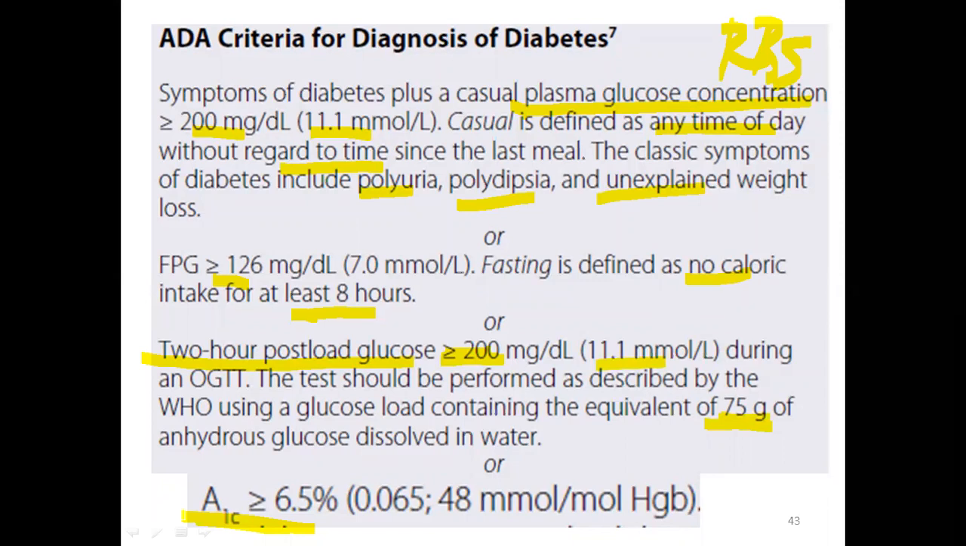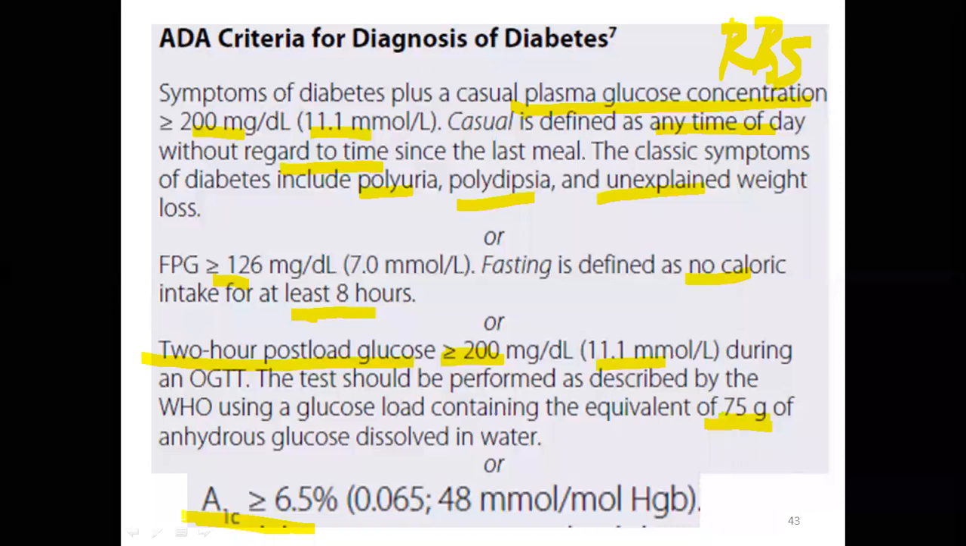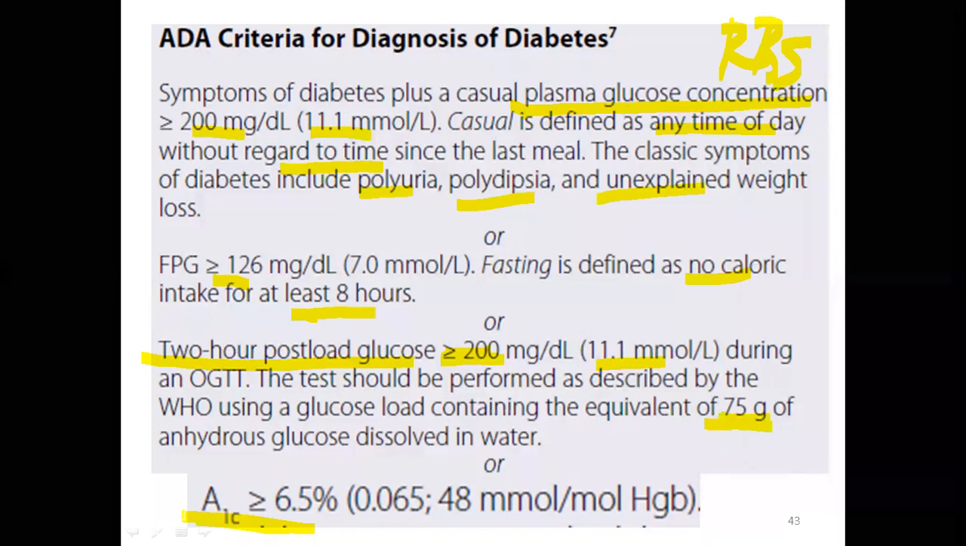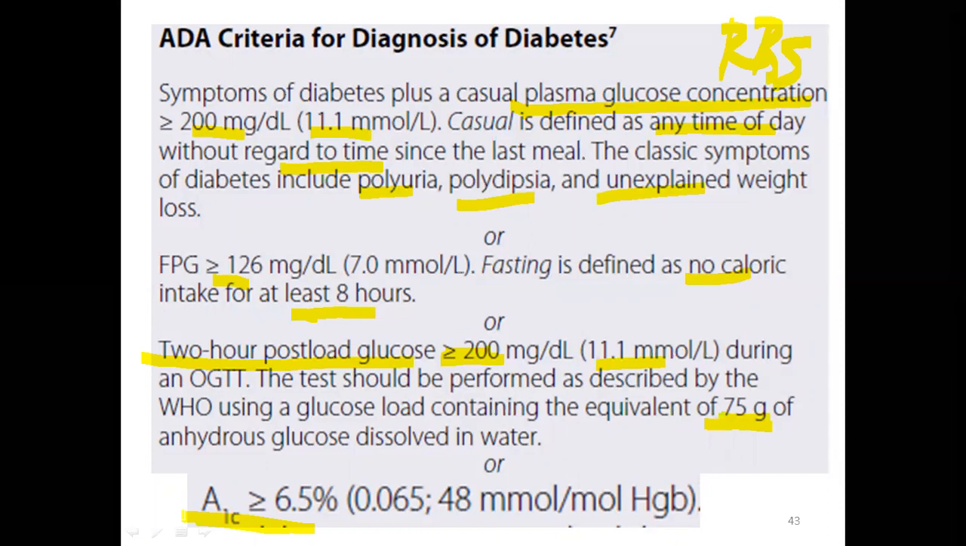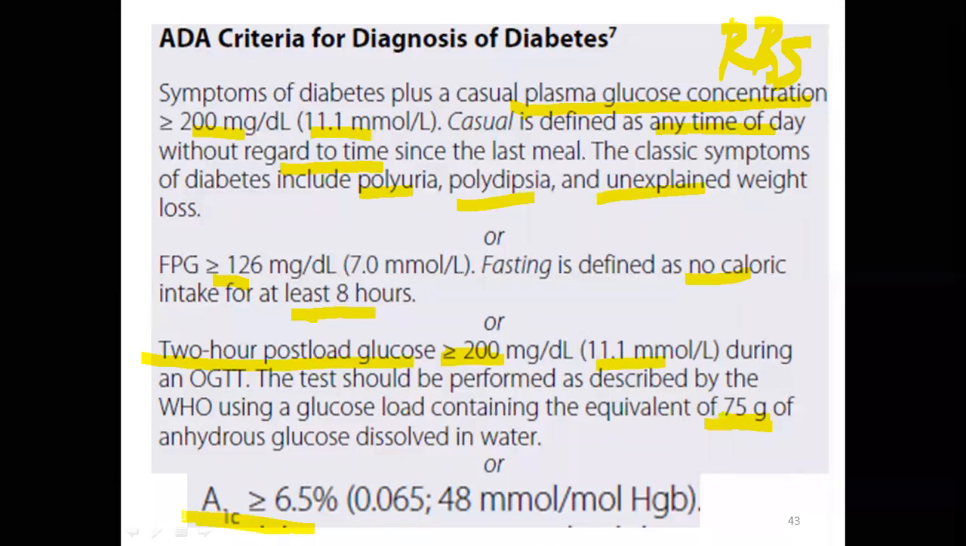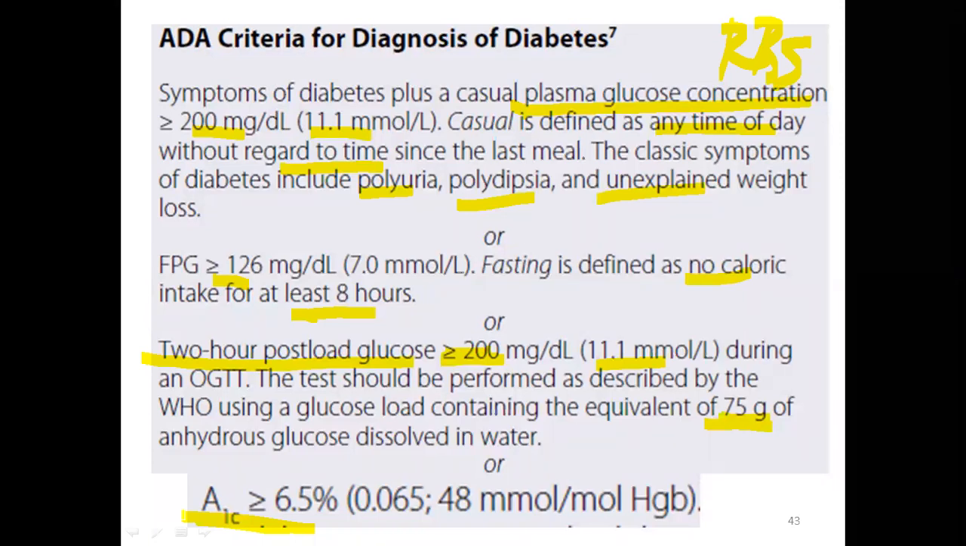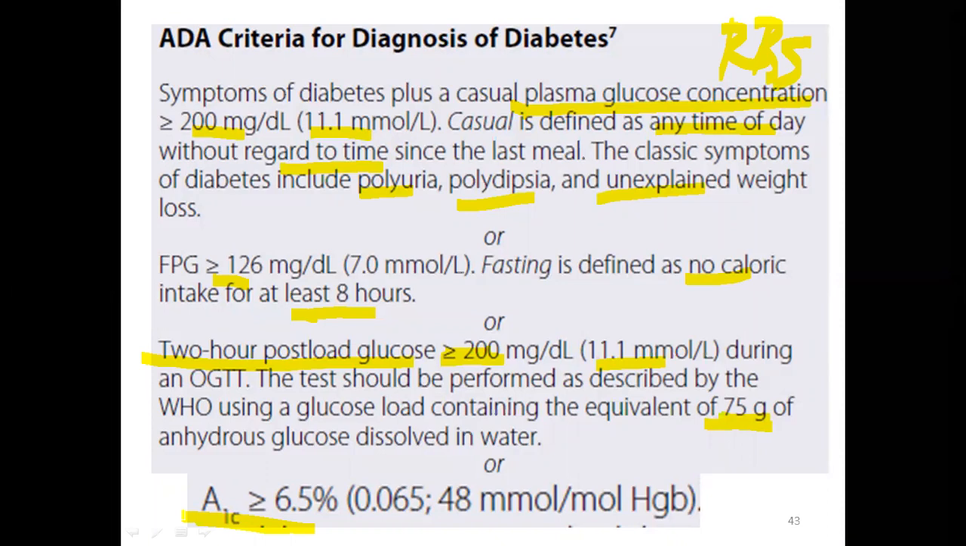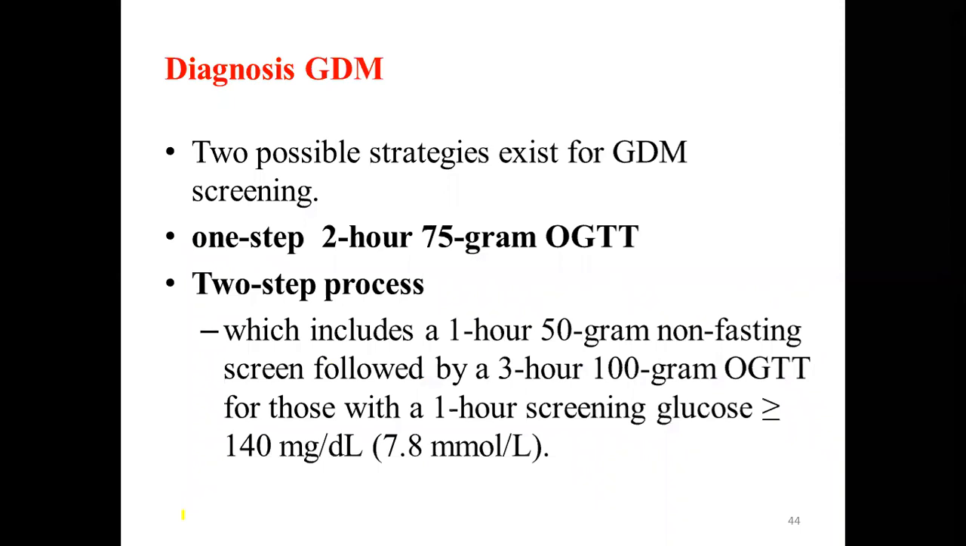So whichever applies for us, depending on availability of the material, we can do either RBS, fasting, then OGTT, or glycated hemoglobin can be used. But remember, glycated hemoglobin percentage will tell us the past weeks or months, a maximum of 3 months control. It will tell us what the sugar was in the past. But the random, fasting and OGTT will tell us the current sugar level of the patient. So you have to know the difference. Okay, this is how diagnosis can be made for adults.